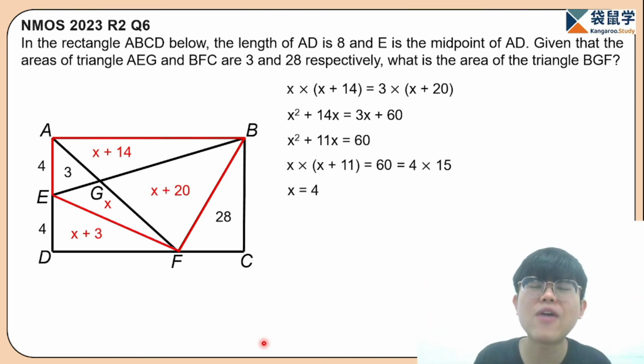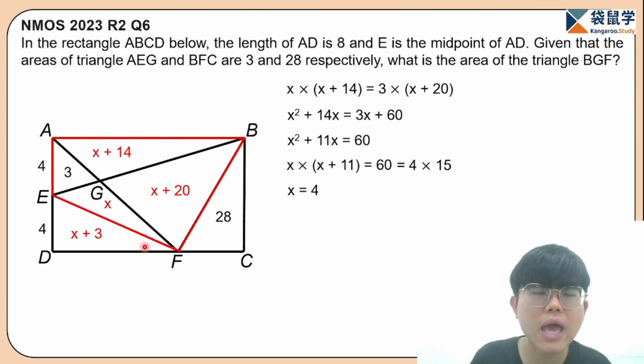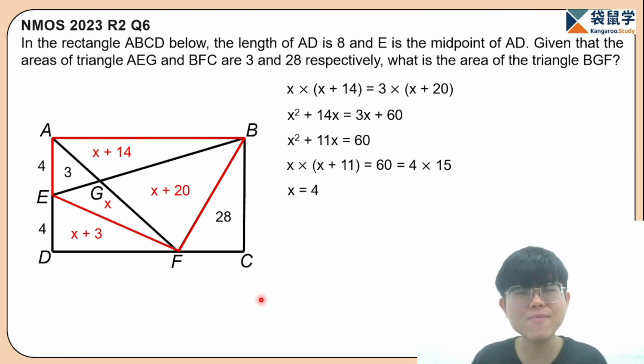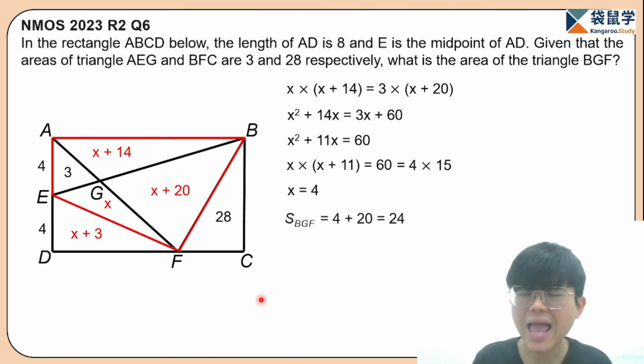Now that we have the value of x, we can find the area of BGF. BGF is just x plus 20, so it will be equal to 4 plus 20, which is 24. And this will be our final answer.